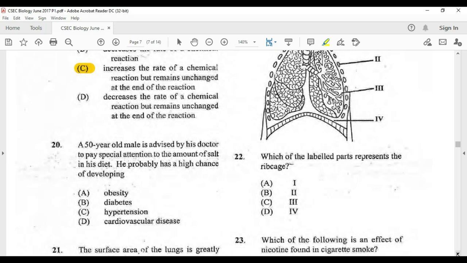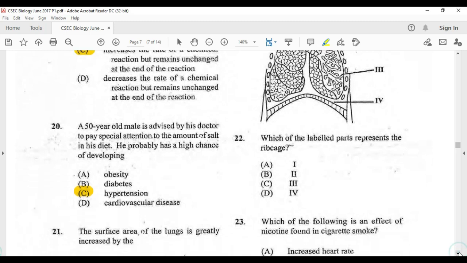A 50-year-old male is advised by his doctor to pay special attention to the amount of salt in his diet. He probably has a high chance of developing, well, if it's salt, and the body must maintain that constant internal environment, then the most logical of them all, not obesity, not diabetes, we think it is hypertension.